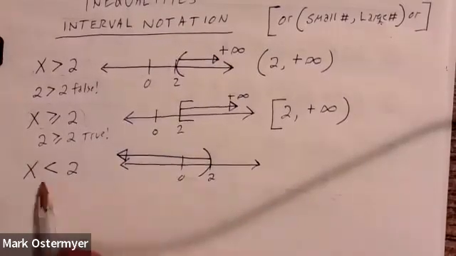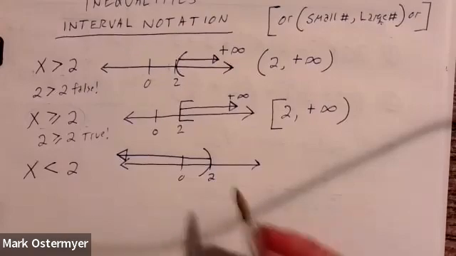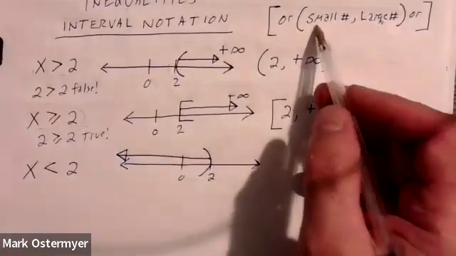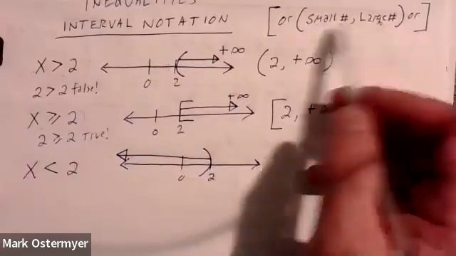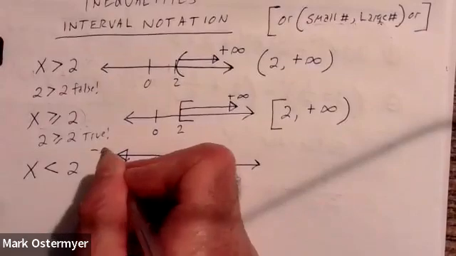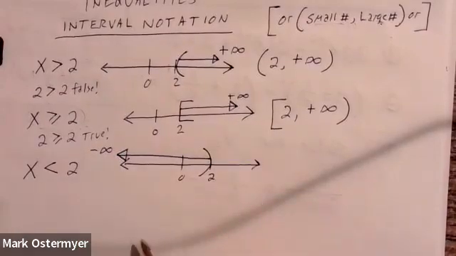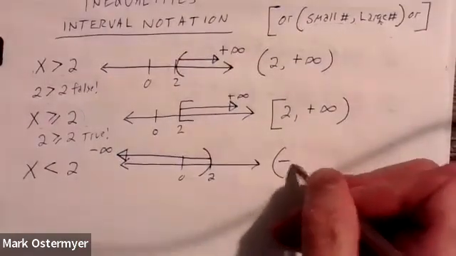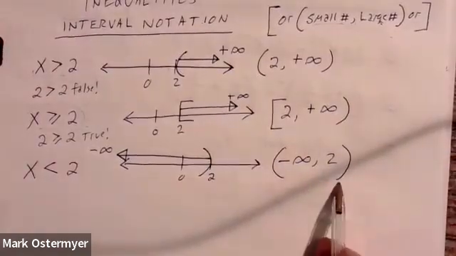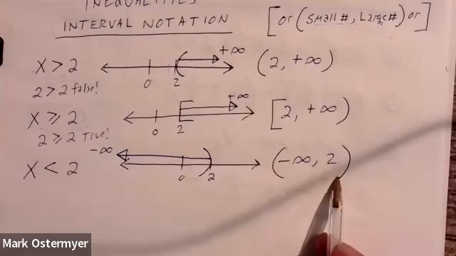How do we represent the solution set interval notationally? Well, to the left, the smallest value found in this set, remember it's always small number comma large number for interval notation. The smallest value found in this set is going to be negative infinity. To the left on the number line forever is negative infinity, so open parenthesis, negative infinity, up to 2, and we do not include 2. That's the interval notational way of saying all real numbers strictly less than 2.